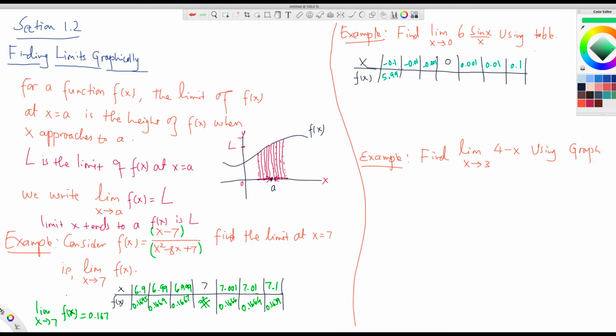5.99, and the other will be 0. And then if I plug in negative 0.01, I will get 5.99999999. If I plug in negative 0.001, it will be like 6.00. That's what you will get. So we don't have to worry about this.